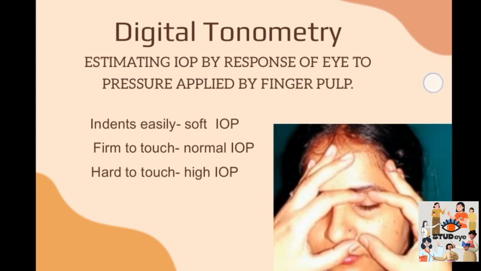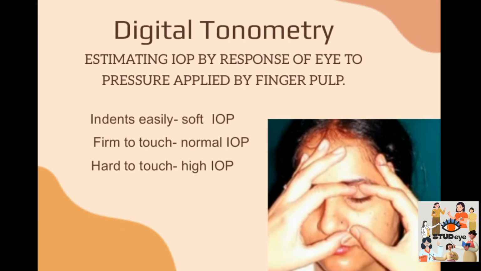You don't have any specified value here; you are not calculating but estimating. You estimate the IOP just by using your finger pulp, applying pressure to the eye and touching the eyelids. Here you can see the examiner is touching the eyelid, estimating with his finger pulp, applying a little pressure on the eye in order to measure the IOP.